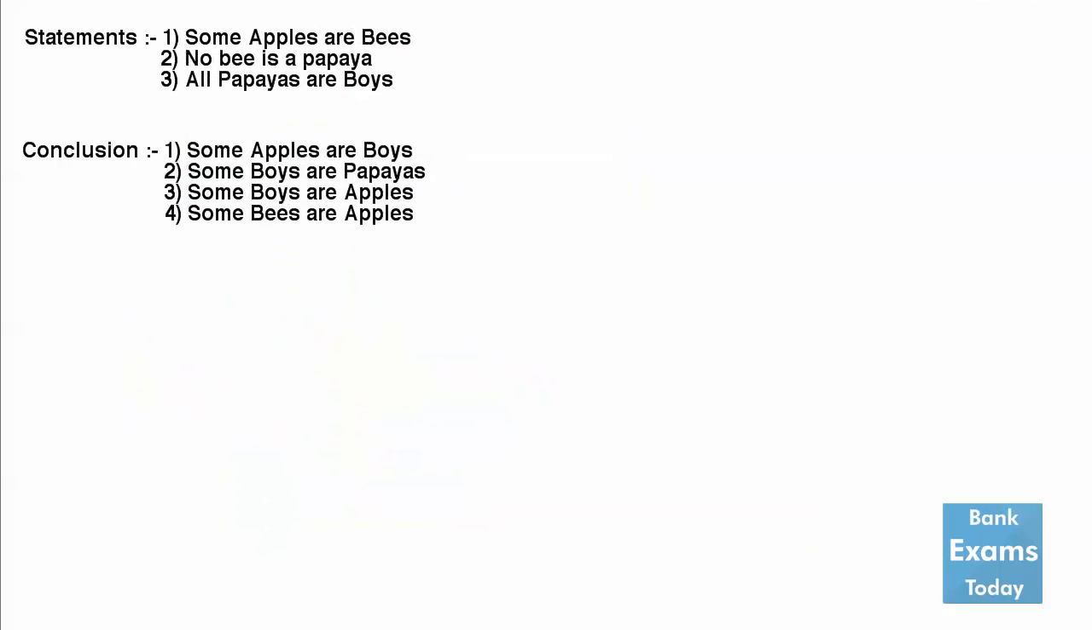Okay, let's do one more question. There are three statements and four conclusions. So first of all, some apples are bees, no bee is a papaya, and all papayas are boys. So let's draw the diagram for each of the statements. So some apples are bees. These are for apples. Some of the apples are bees.